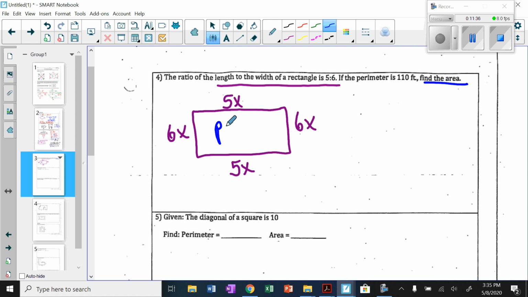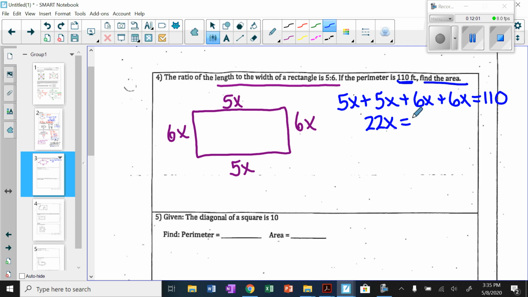Well, the perimeter means we add up all the outside. So we're going to say 5x plus 5x plus 6x plus 6x equals the perimeter, which is 110. So we're going to have 22x is equal to 110. Divide by 22 on both sides. x is equal to 5.